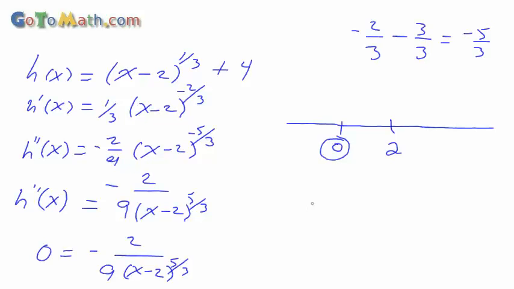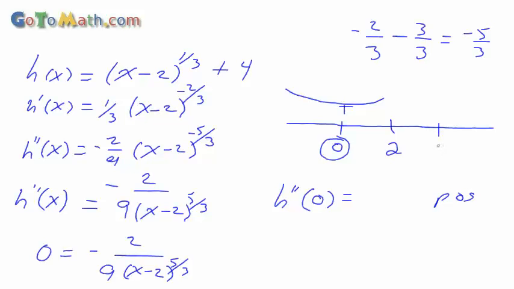So we take 0 and we want h double prime of 0. We plug 0 in down here in the denominator. Now remember, we have a negative out here. So we end up with negative 2 raised to the 5/3. That's just going to give us a negative number. And a negative over a negative is positive. So this ends up being a positive number, and we don't care what the number is other than its sign. So it's positive, so we know that this is going to be concave up to 2.